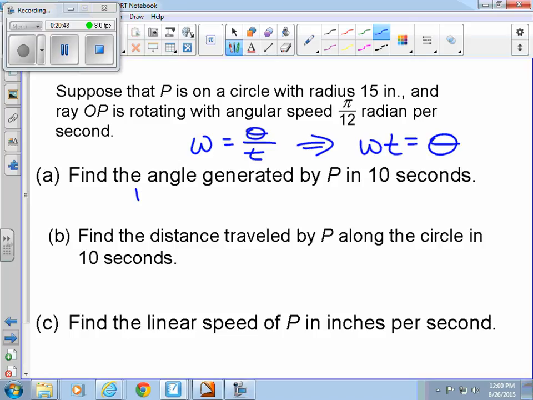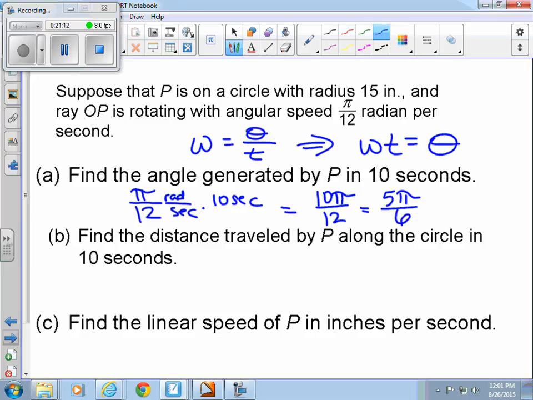So I'm going pi over 12 radians per second times 10 seconds. Do you see why that gives me the angle? Units wise, the seconds cancel. And it gives you 10 pi over 12, or 5 pi over 6, and that is my angle. That is a 30-degree reference angle.